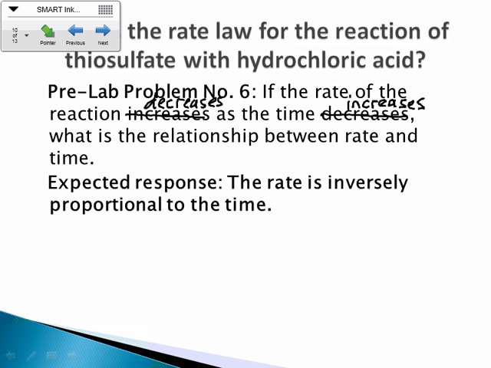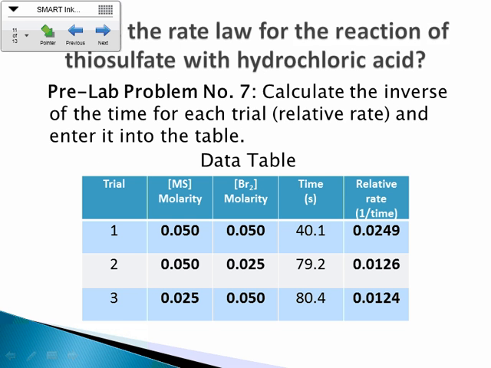All right. So now here's where we actually do something a little bit worthwhile. Calculate the inverse of the time for each trial, and enter it into the table. Well, that's not the useful part, but I think you can probably figure this out. So I'm just gonna give you the answers here. 1 over each of these numbers is going to give you a decimal, and then you've got something that we can kind of pretend is rate. Okay, not exactly the rate; it's the relative rate, relative to each other.